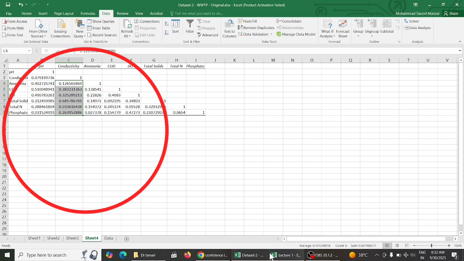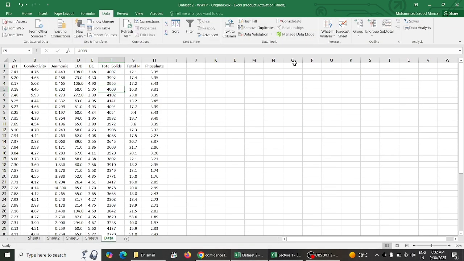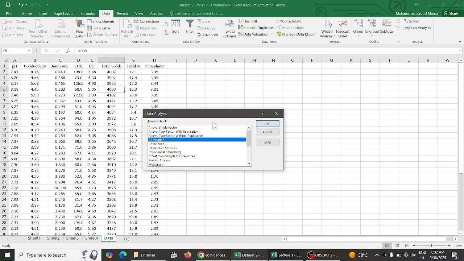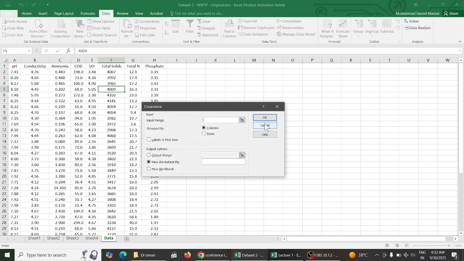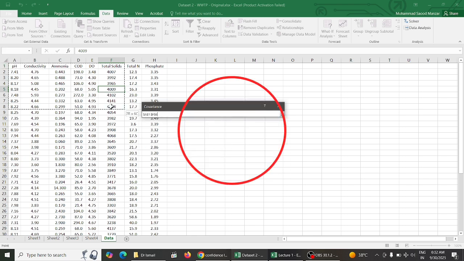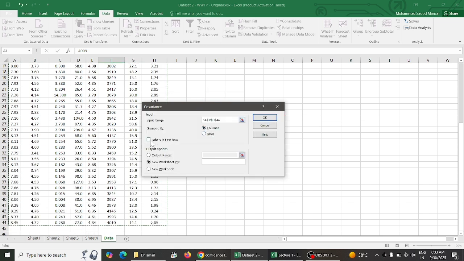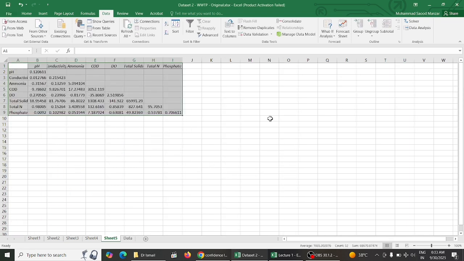Okay, now suppose for the same data set we are going to do the covariance, okay, so we will select the whole data, for example here, and we want that in the new worksheet. So this is again my covariance, okay.